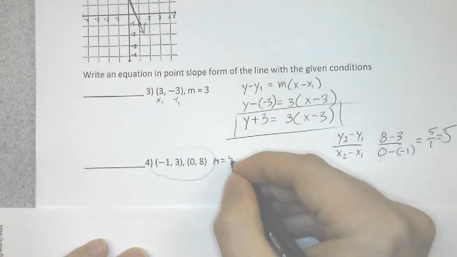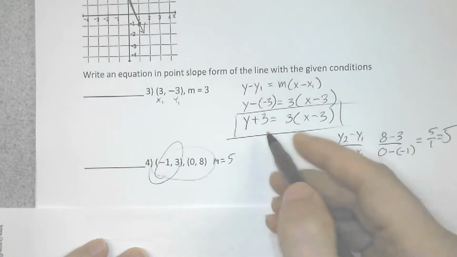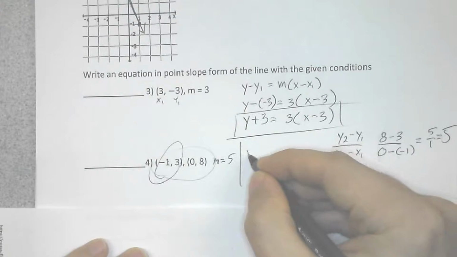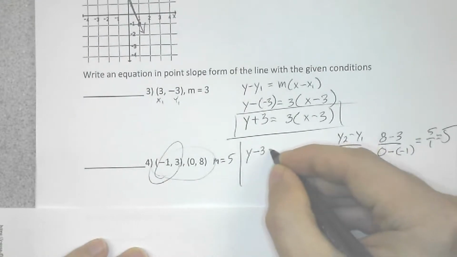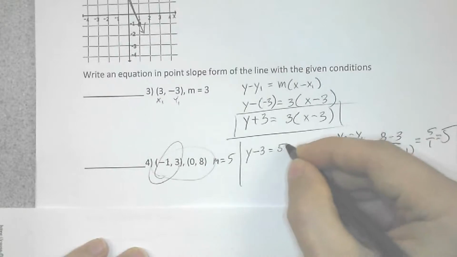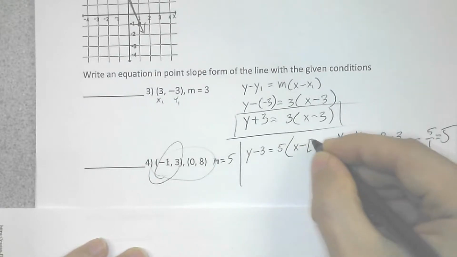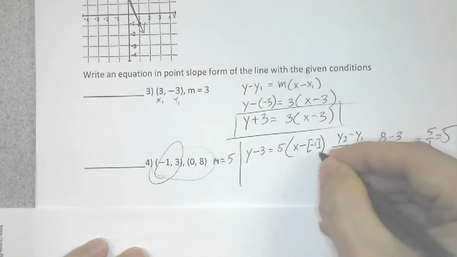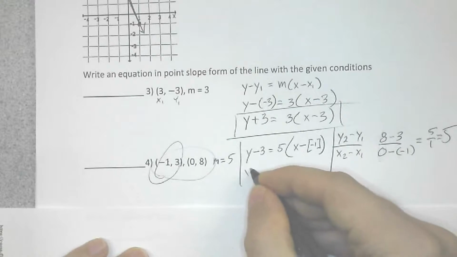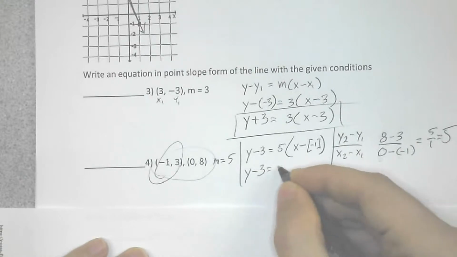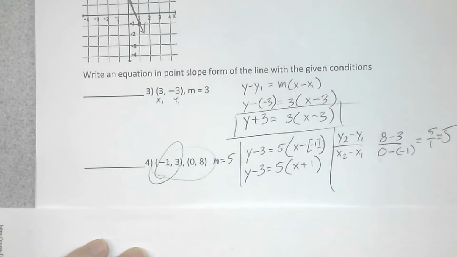So now that I know my slope is 5, I can choose either of these points and fill them in the same formula. So I have y minus, y1 is 3, equals, and my slope is 5, x minus, and my x1 is negative 1. Now, just like above, minus and negative, we're going to clean that up for our final answer. X plus 1. And there we go.